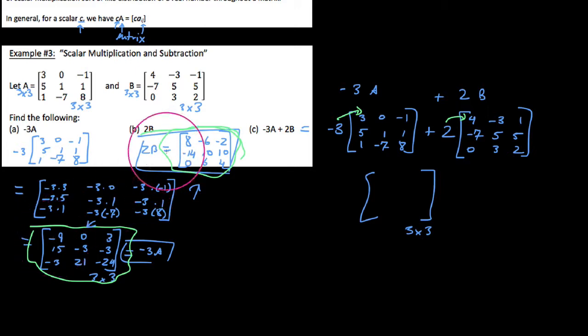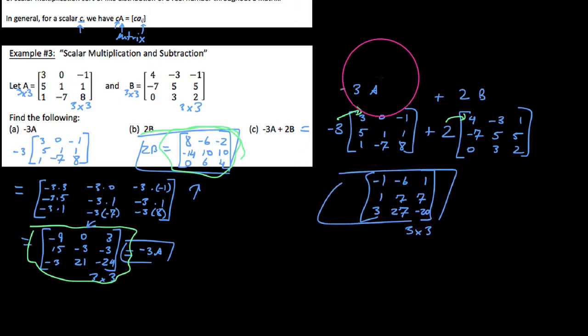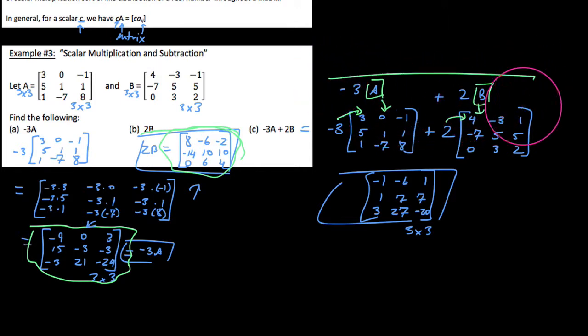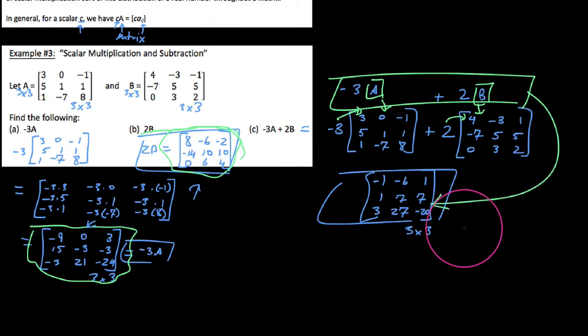First row, first column, I get negative 9 plus a positive 8, which is negative 1. 0 plus a negative 6 is negative 6. 3 plus a negative 2 is 1. Now 15 plus a negative 14 is 1. Negative 3 plus 10 is 7. Negative 3 here plus this 10 is also 7. Last but not least, 3 plus 0 is 3, 21 plus 6 is 27, and negative 24 plus 4 is negative 20. This would be easy to check on a calculator. We could store matrix A as A, store matrix B as B, and then just type this phrase into the calculator, and it will pop this out for us.